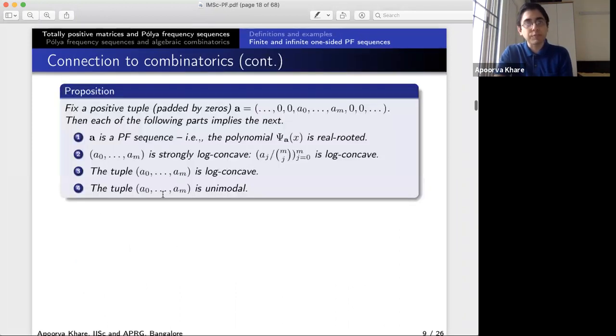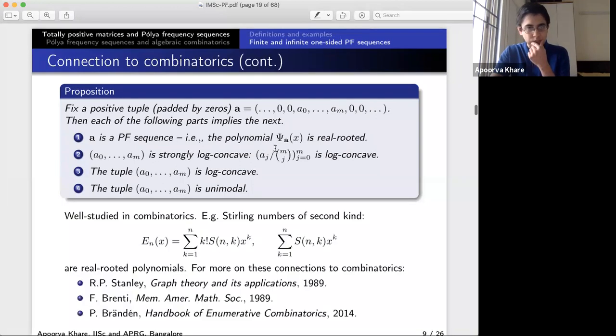If you take PF of order infinity, meaning PF, then every Polya frequency sequence, which corresponds to a real-rooted polynomial, implies that the tuple is strongly log-concave, which in particular implies log-concave, hence unimodal. These kinds of things you will find in combinatorics. I've just put in one example, but of course there are far more comprehensive and detailed notes, books and surveys on the subject, which you should refer to if you have more interest.